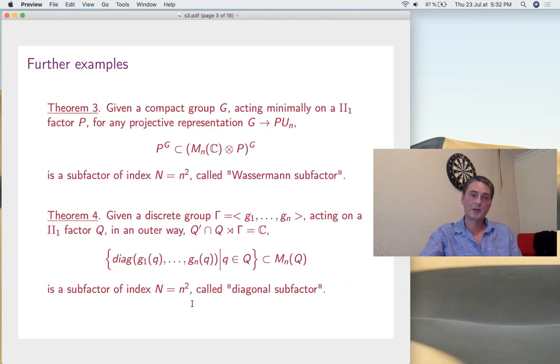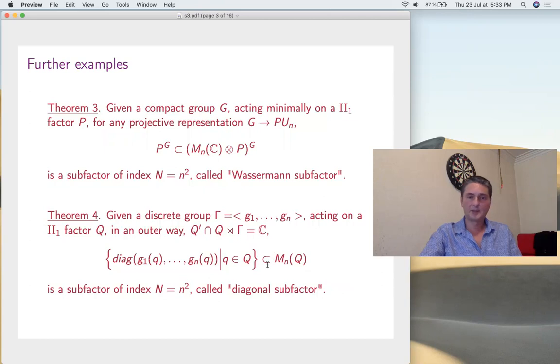Now we have two more constructions, this time of index the square of an integer. First is the Wassermann subfactor, once again with G compact acting minimally on P. Then you take a projective unitary representation of G, meaning the same as an action on the n by n matrices. Then you can form this subfactor. And this has index n squared, because the dimension of M_n(C), what you enlarge by, is n squared. So this is the Wassermann subfactor.